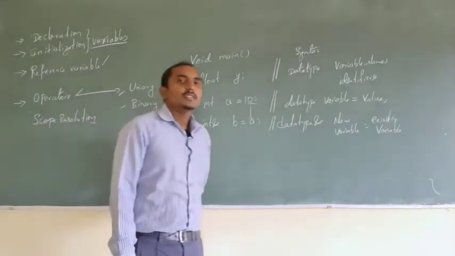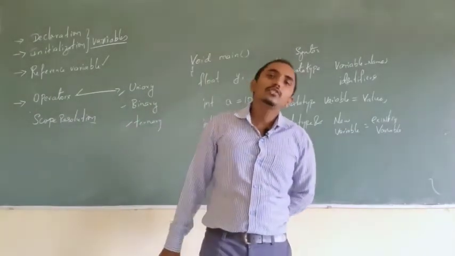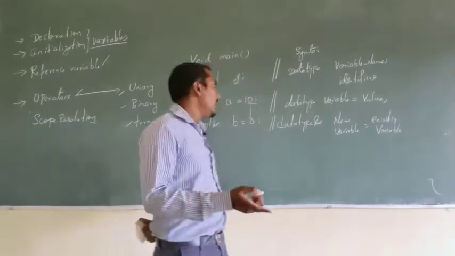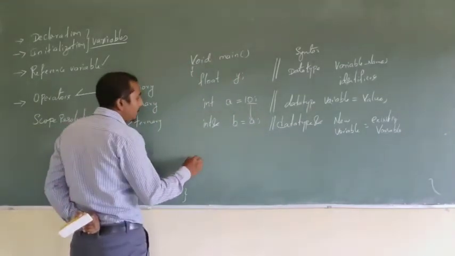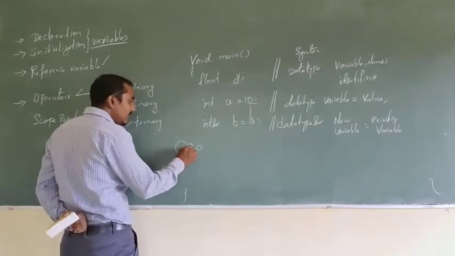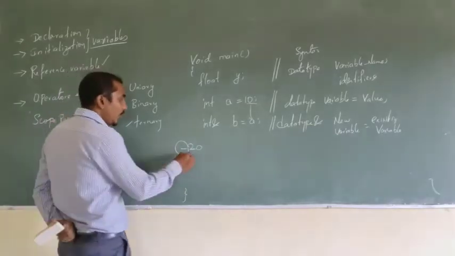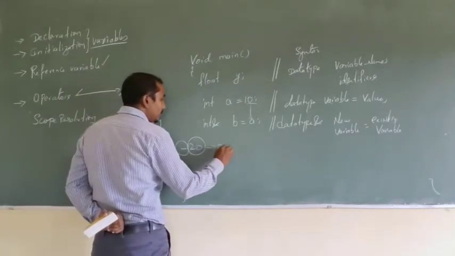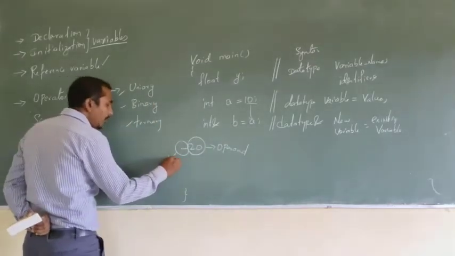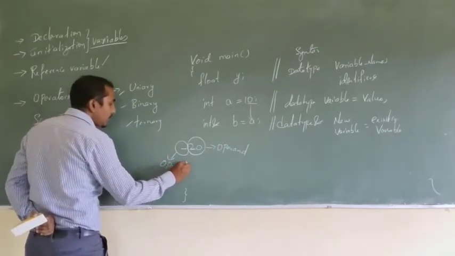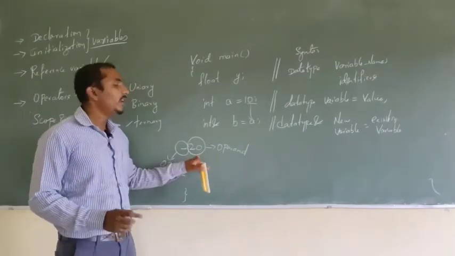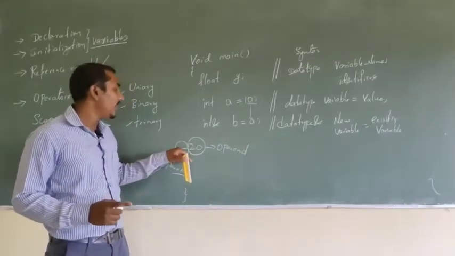A unary operator is an operator which is used with only one operand. For example, I want to specify minus 20. In this case, minus is an operator and 20 is an operand. This is the operand, this is the operator. Now, how many operands does this operator have? Only one operand.